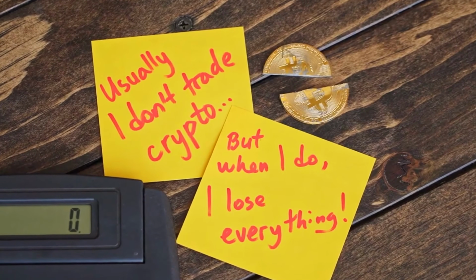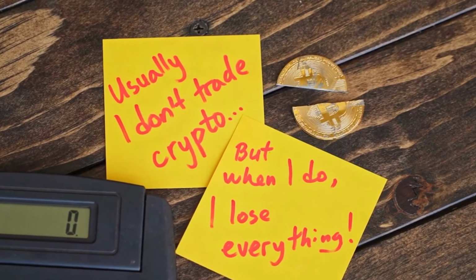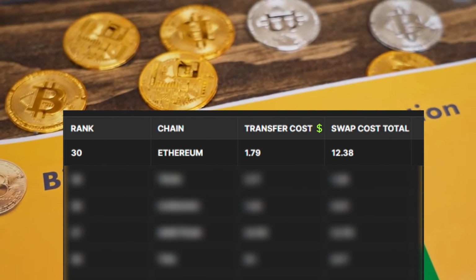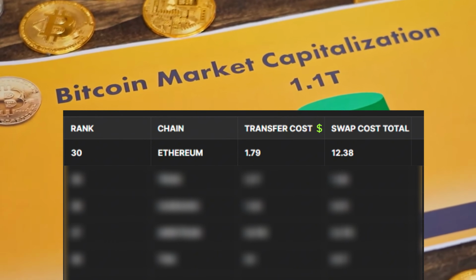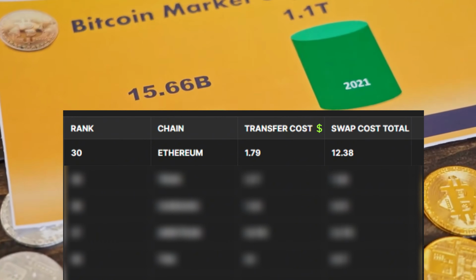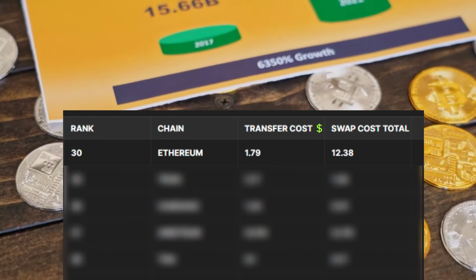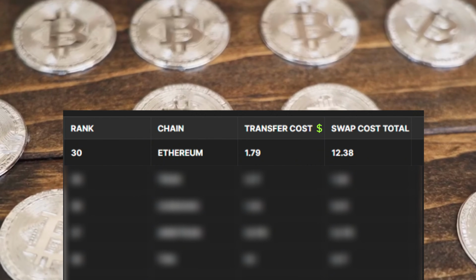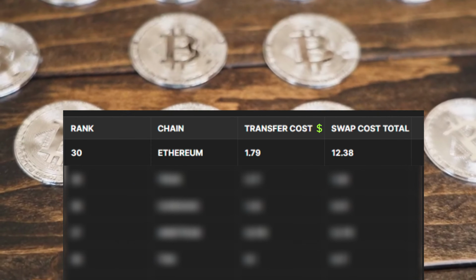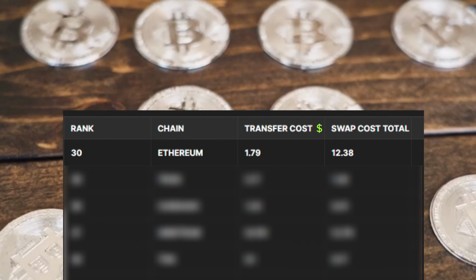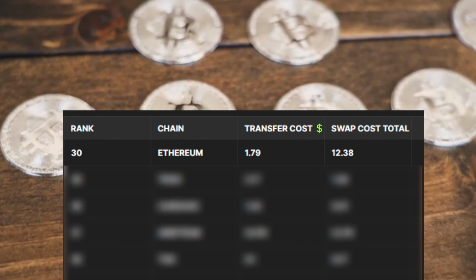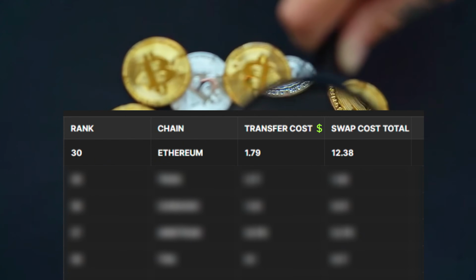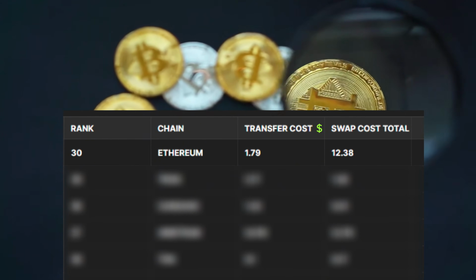Now, it probably doesn't come as a surprise to anybody that the most expensive chain is Ethereum. Transfer cost sitting at $1.79, swap cost sitting at $12.38. But it needs to be said that Ethereum's gas fees fluctuate quite wildly throughout the day, unlike any other chain out there. So at certain hours of the day, you might even get 60 to 70% lower gas fees than at the rush hours. That is something you should bear in mind.